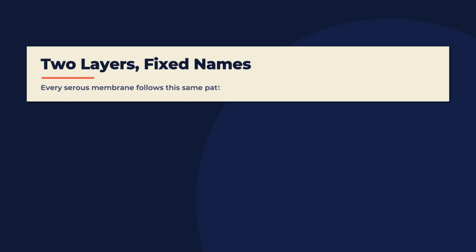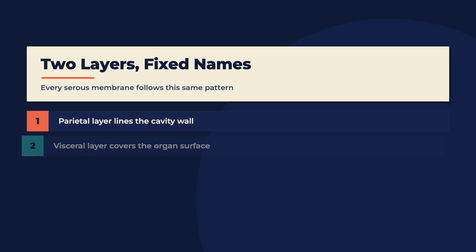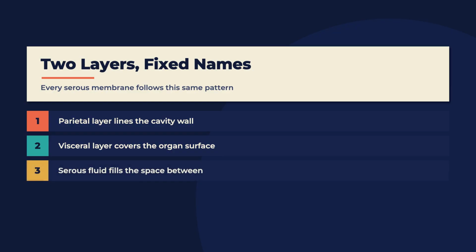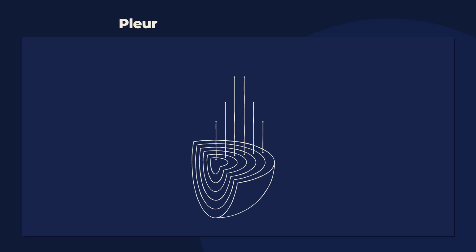The parietal layer lines the wall of the cavity, and the visceral layer covers the organ itself. Between them sits a thin film of lubricating serous fluid, letting organs slide against cavity walls and each other with almost no friction as the lungs inflate, the heart beats, and the intestines move.